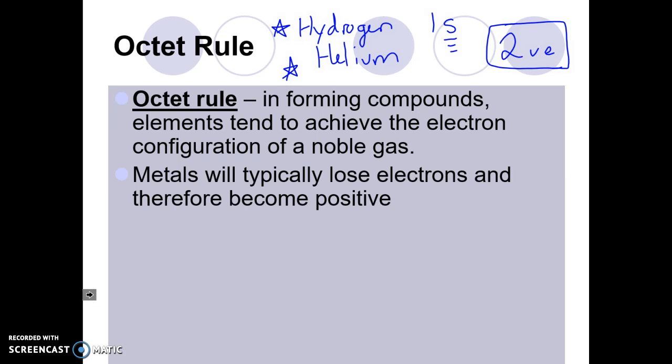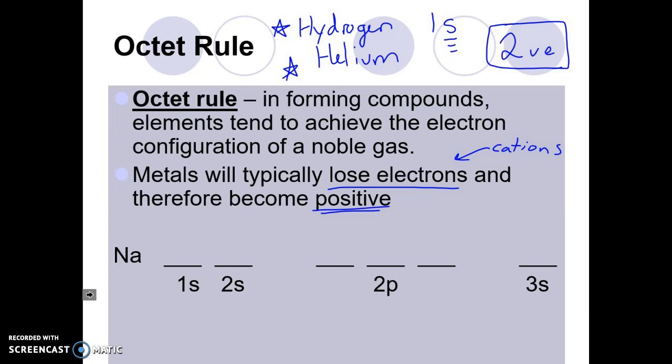Metals typically lose electrons and become positive. I want you to write in there cations. Those are cations, and they are positively charged. So we're going to look at a Lewis dot structure for positive ions. But first, let's check out the orbital diagram for sodium.